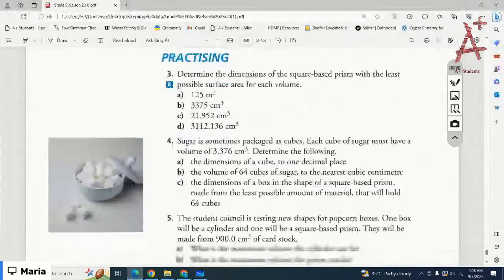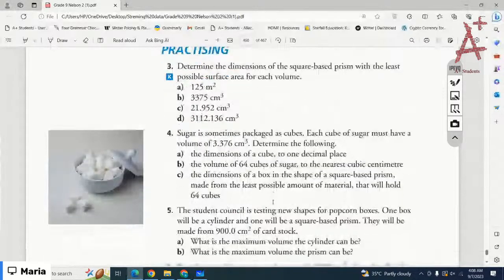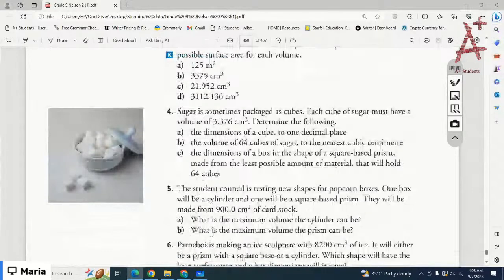And the next question is, sugar is sometimes packaged as cubes. Each cube of sugar must have a volume of 3.375 centimeters cubed. Determine the following: the dimensions of a cube to one decimal place, the volume of 64 cubes of sugar to the nearest cubic centimeter, the dimensions of a box in the shape of a square-based prism, right?